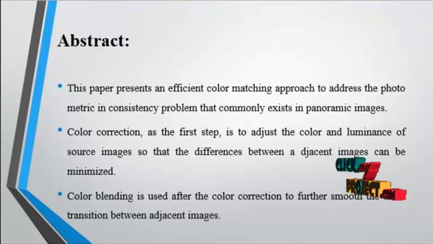Color correction, as the first step, adjusts the color and luminance of source images so that the difference between adjacent images can be minimized. Color blending is used after the color correction to further smooth the color transition between adjacent images.